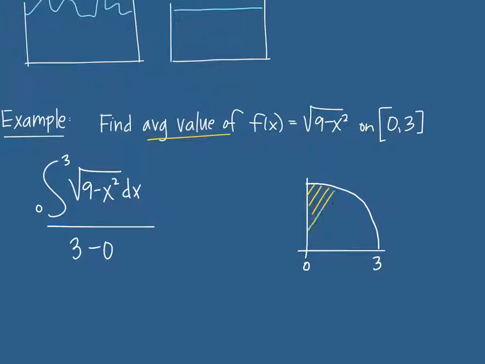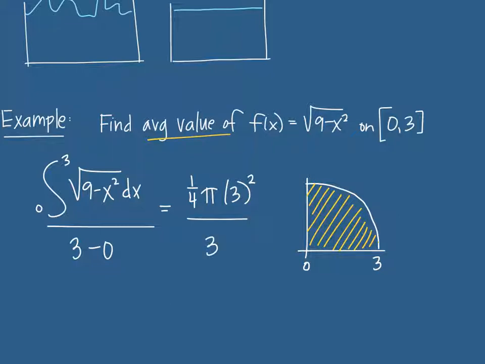Then you're going to recognize that as something you could do geometry to. Square root of 9 minus x squared is a quarter circle from 0 to 3. So the integral represents the area bounded by that quarter circle on that interval, and the math is actually a geometry problem. So this will be 1/4 pi times 3 squared divided by the interval of 3. We simplify, reduce a 3, and we get 3/4 pi to be the average value.